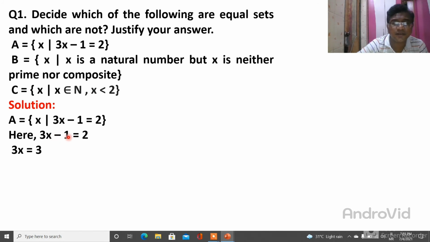See, 3x minus 1 is equal to 2. So this minus 1 goes across, plus 1. So 2 plus 1 is 3. So 3x is equal to 3. So this 3 is multiplying x, goes across, divide. So x is equal to 3 upon 3. So x is equal to 3 ones are 3. So x is equal to 1.